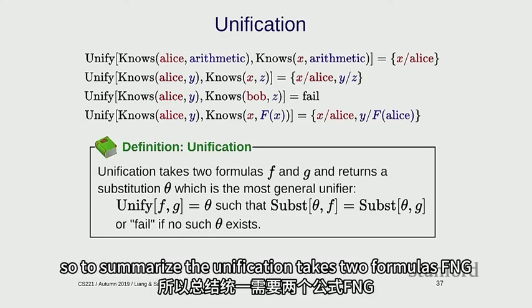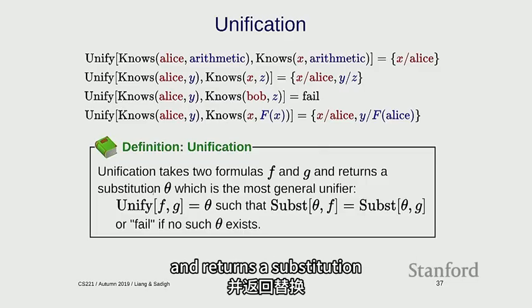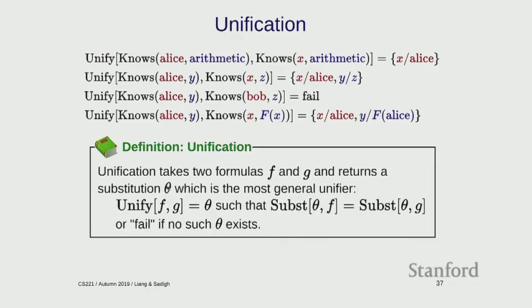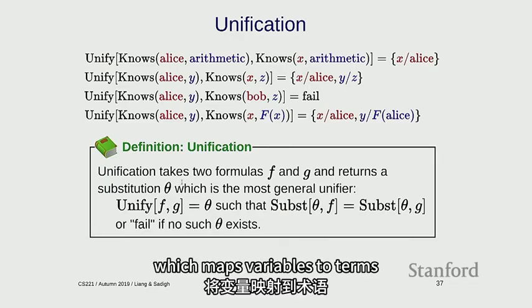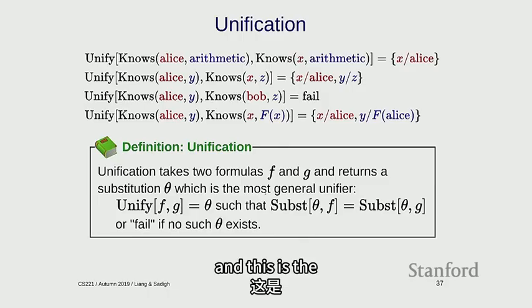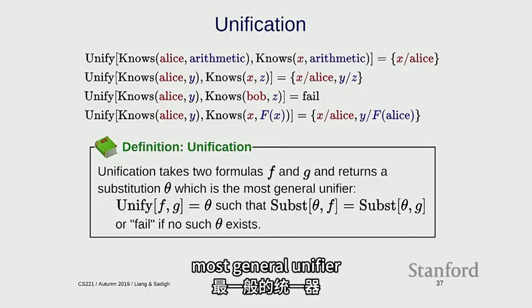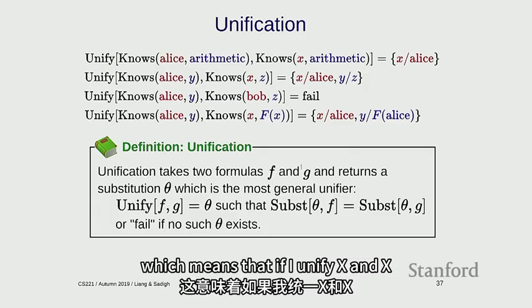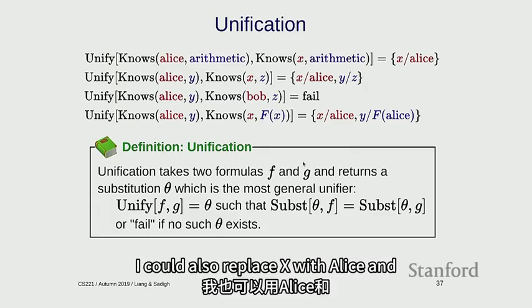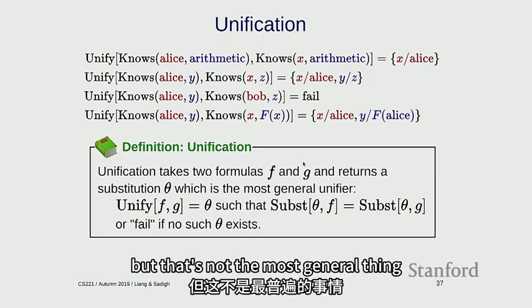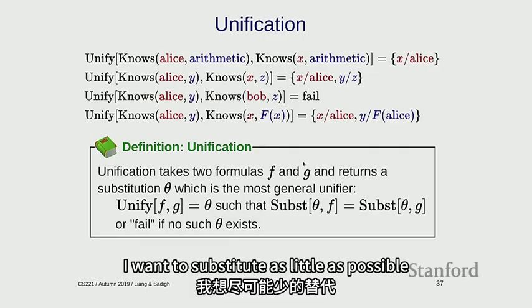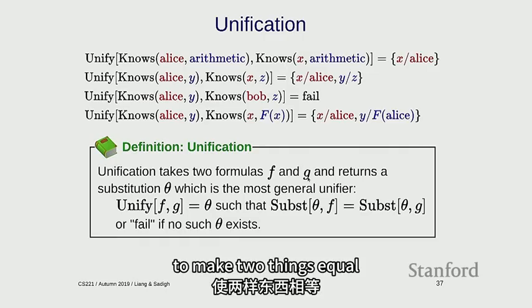Okay, so to summarize, unification takes two formulas, f and g, and returns a substitution, which maps variables to terms. And this is the most general unifier, which means that if I unify x and x, I could also replace x with Alice, and that would be fine, but that's not the most general thing.